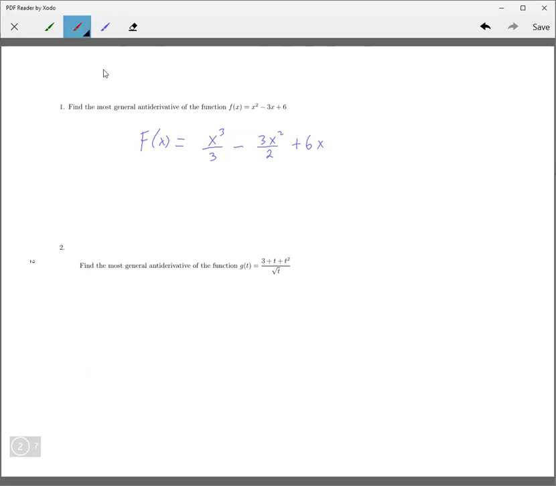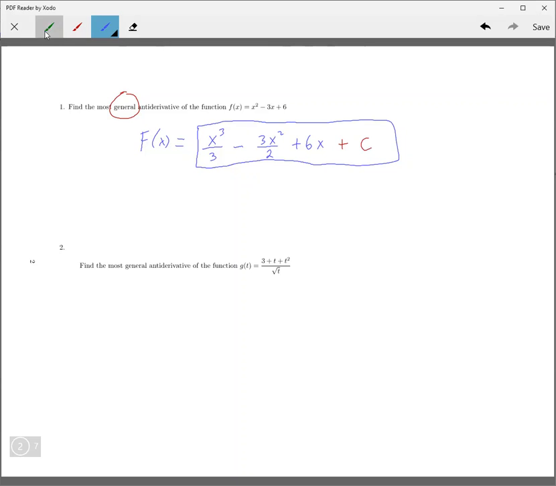Okay, now when it says general, that means you're going to add a constant on the end. Now you don't know exactly what that constant is, but no matter what it is, if the constant is 5, then when you take the derivative of this, you're going to get that. If the constant were 7, you take the derivative of that, you're going to get that. So this is basically a family of functions. This most general antiderivative is several different functions packed into one. Depending on what you make the constant, you get a different function.